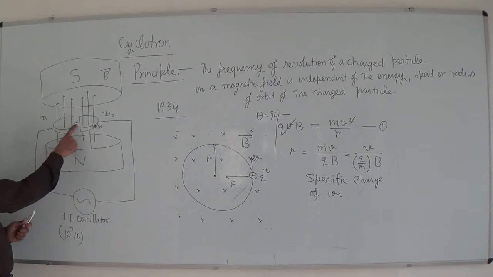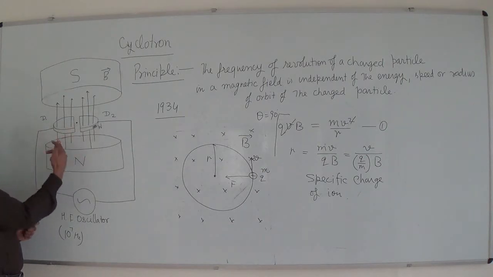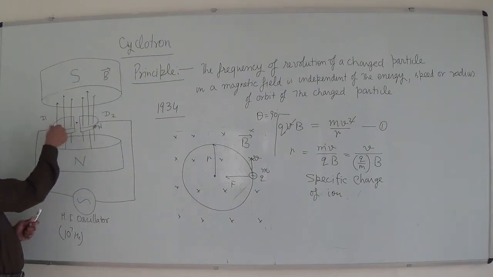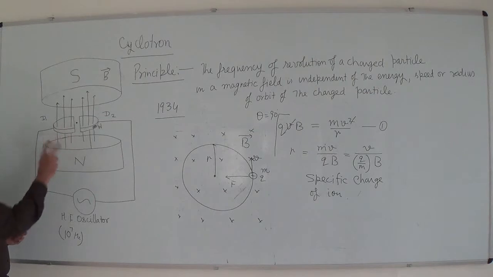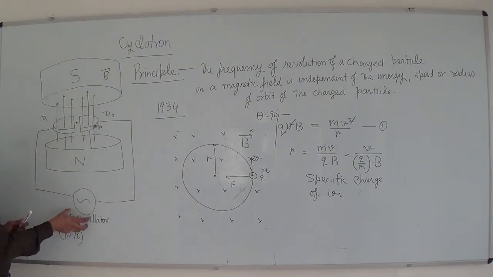The positive ion will emit from here, and it will be attracted by any one of the D's, either D1 or D2. It basically depends on the polarity of the D's, and this polarity changes because of this alternating frequency oscillator.